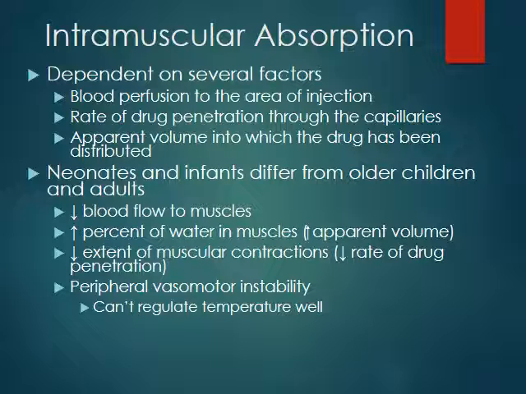And then one other factor is that they generally have instability in their peripheral vasomotor ability to really maintain their temperature. So because of that, normally in response to fluctuations in temperature, the blood vessels will contract or dilate in order to help increase blood flow and get rid of heat. Young children can't really do that too well, so that again can lead to erratic blood flow to the muscles and lead to more erratic absorption of the drug.